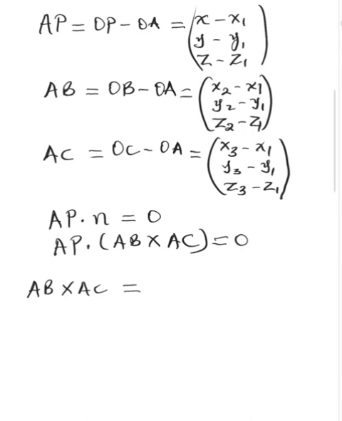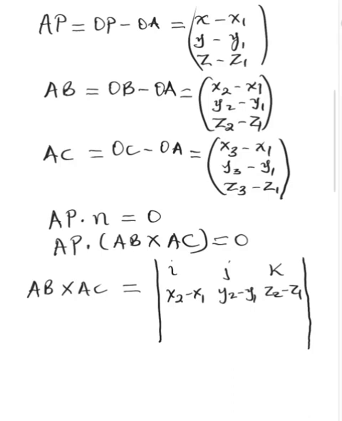Now the first thing we're going to do is to find AB cross AC, which should be equal to the determinant of the matrix with rows I, J, K, then AB as x2 minus x1, y2 minus y1 and z2 minus z1, and AC as x3 minus x1, y3 minus y1 and z3 minus z1.